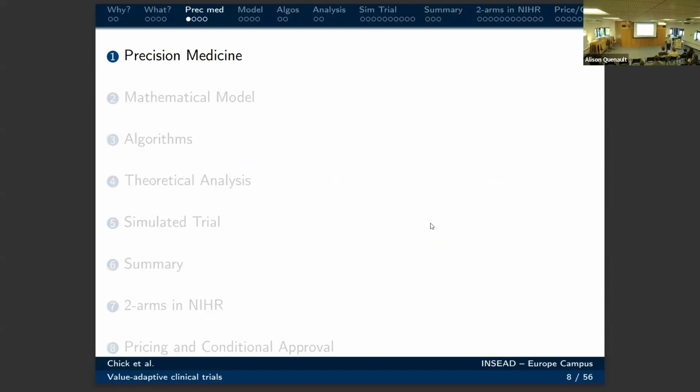So here's a tall list. Don't freak out yet. You can freak out later. Precision medicine. What's the question that motivated us? Give a mathematical model, give a few algorithms to try to solve that. Can we prove anything? I'll give you some computer simulations of some trials that could be used to support precision medicine, in this case in the context of sepsis treatment. I'm going to try to summarize that. The bottom two are for later, in case anybody wants to talk about those topics.